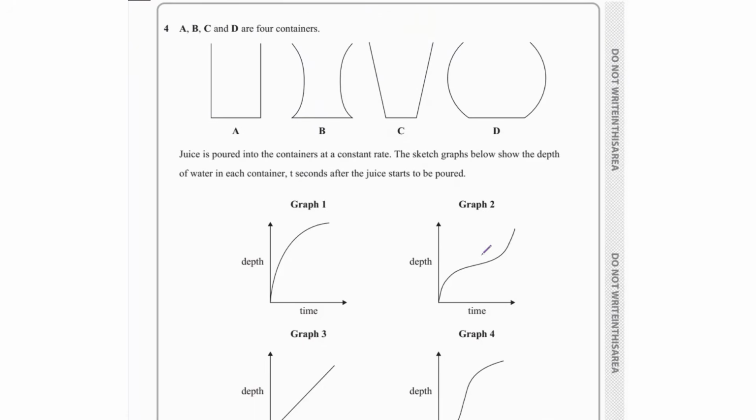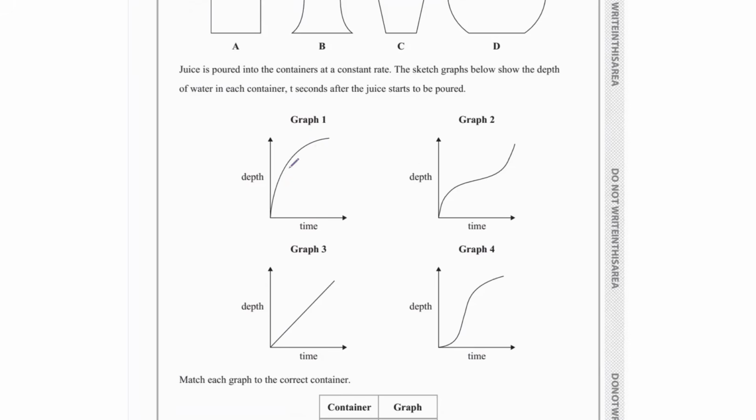Then for C, it's wider first and then narrows down. So that's going to be your graph 1 because it's increasing at a decreasing rate, because as the graph is progressing, it's going to a constant rate.